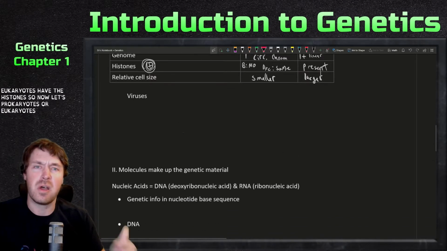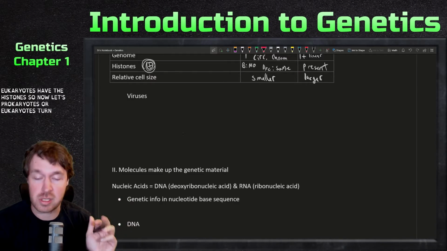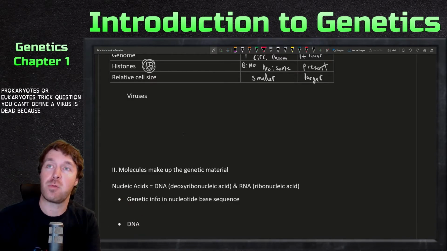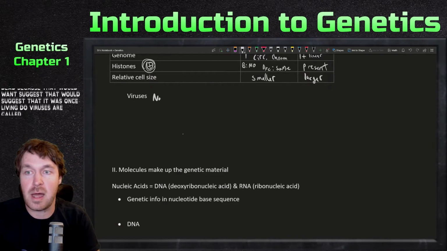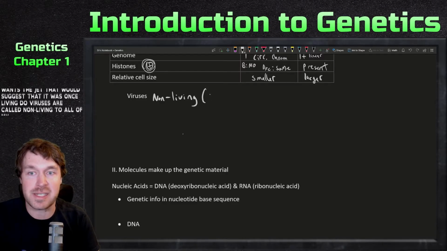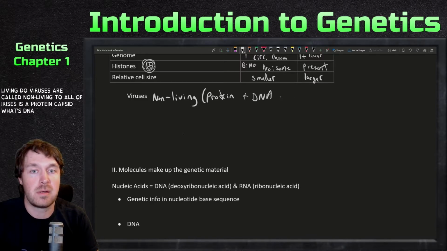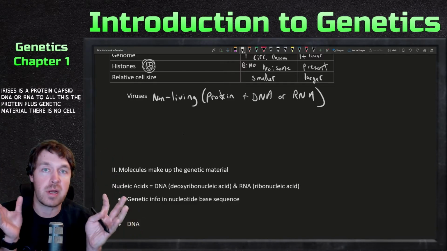Now viruses. Are viruses considered dead or alive? Trick question. You can't define a virus as dead because that would suggest that it was once living. So viruses are called non-living. All a virus is, is a protein capsid plus DNA or RNA. So all it is is a protein plus genetic material. There is no cell membrane around a virus.